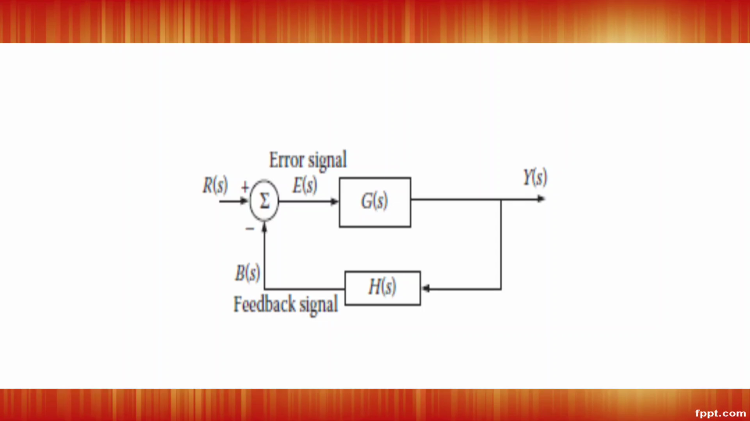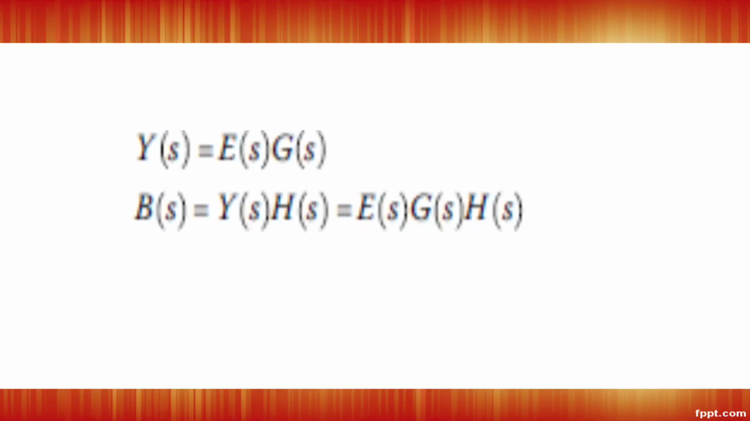The transfer function for each block is simply the ratio of its output to its input. We define the following transfer functions. Y of S, that is the output, equals E of S into G of S. B of S is the feedback signal, which equals Y of S into H of S. Y of S is the output and H of S is the feedback element, which may be our sensor value.